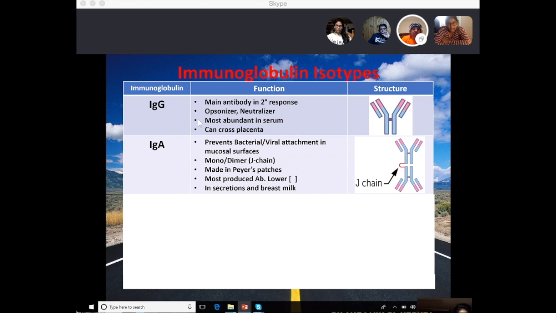Whereas IgG is most abundant in the serum, this one has a lower concentration in the serum. It can exist as a monomer or a dimer, as we see here. And if it is a dimer, it has what's called a J chain to connect it. And like you guys said, it is in secretions and breast milk.